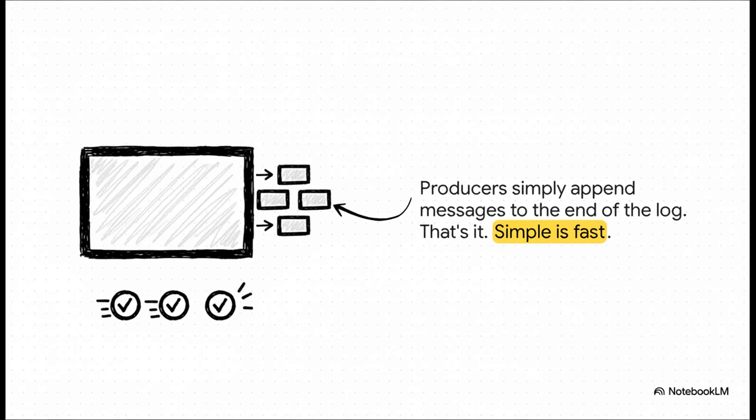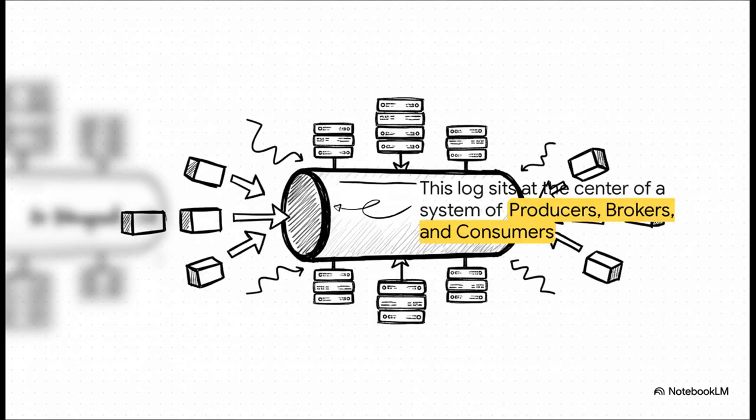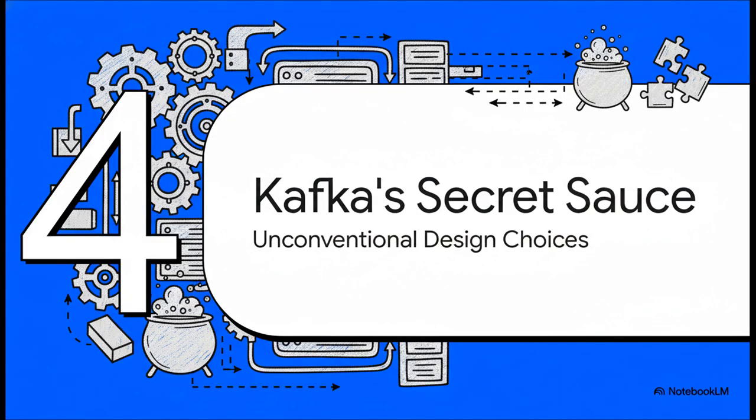And that simplicity, that's the secret to its incredible speed. The systems that send data, we call them producers, they don't have to do any complex thinking. They just add their message to the end of the log. No complex writes, no indexing, just append, and simple is fast. Okay, so this log in the middle is managed by servers called brokers. The systems that write data to it are producers, and the systems that read data from it are called consumers. And this setup is really key because the producers and consumers never even have to know about each other. They only talk to the log in the middle. But it's not just the big picture design.